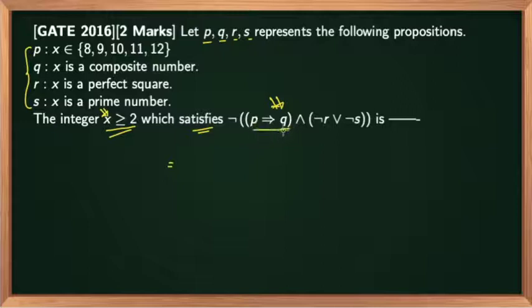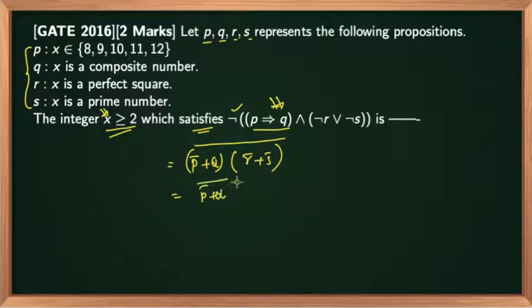So we have P implies Q, that is P bar plus Q, into R bar plus S bar, right? Then we have all bar. So that will be equal to (P bar plus Q) all bar plus (R bar plus S bar) all bar. So that will be equal to P Q bar plus RS, right? So we are getting P Q bar plus RS.